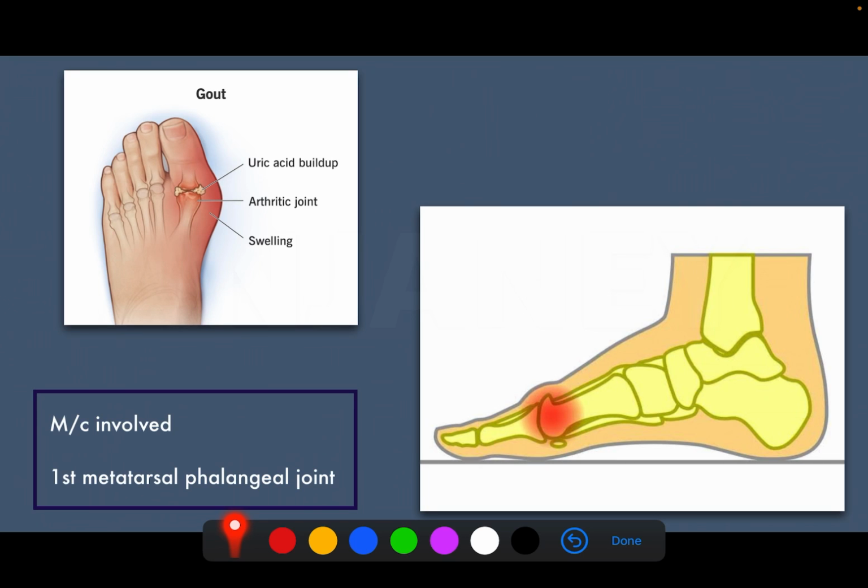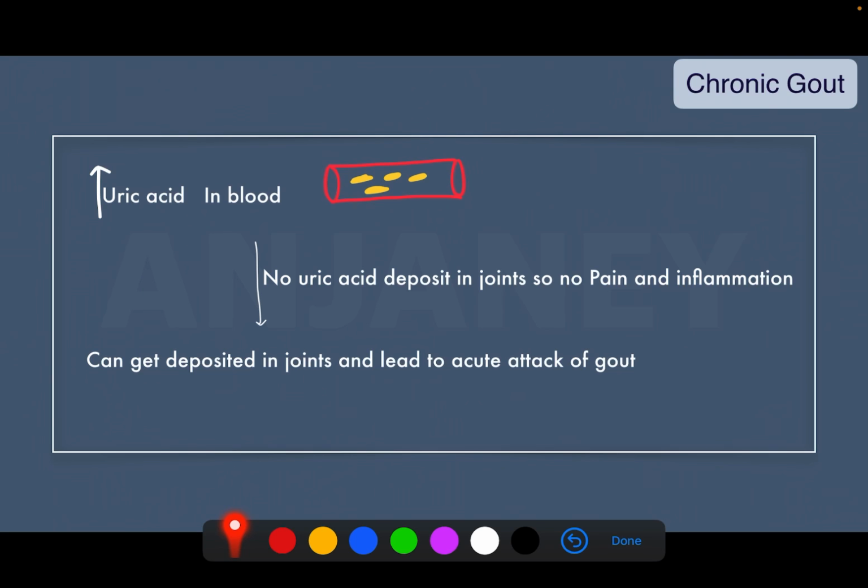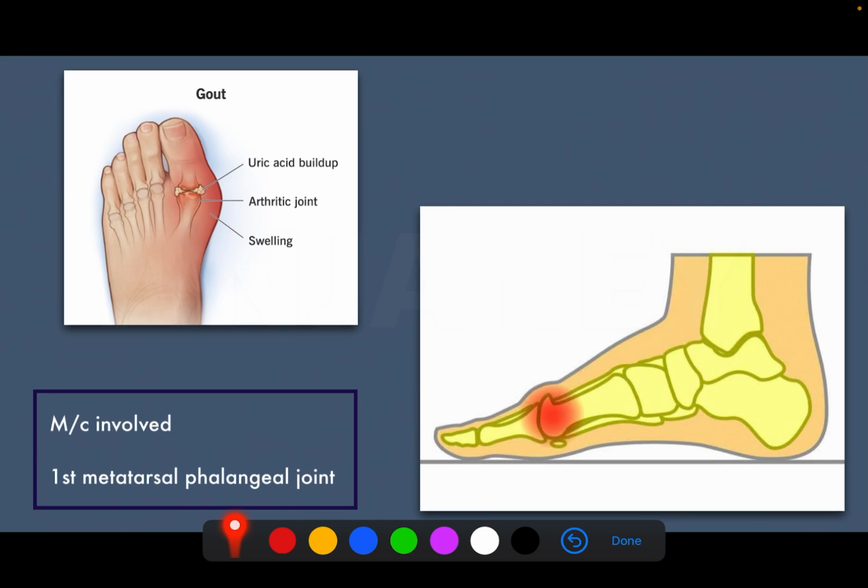Now what is the most common site? The site is the first metatarsal phalangeal joint. This one, right? Over here you can see, just memorize this image first. MP, metatarsal phalangeal joint. Now this was all about acute gout, where there was inflammation and an acute condition.